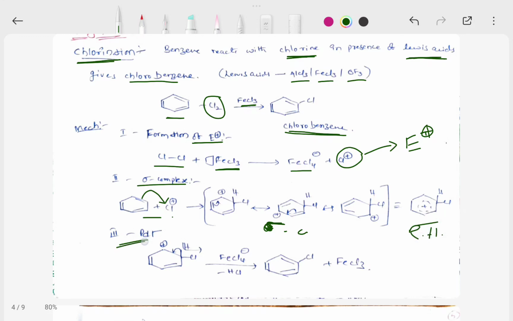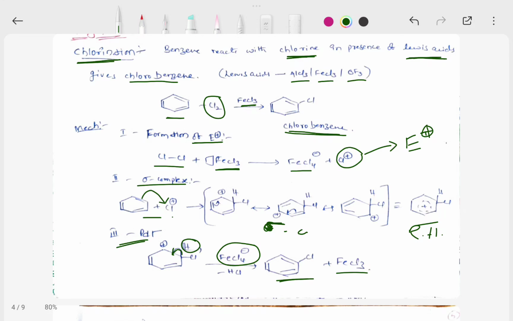The next one, product formation. Removal of proton from the benzene ring forms chlorobenzene and FeCl3, with FeCl4- acting as the base. The aromaticity of benzene is retained.